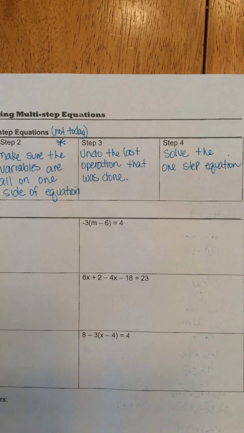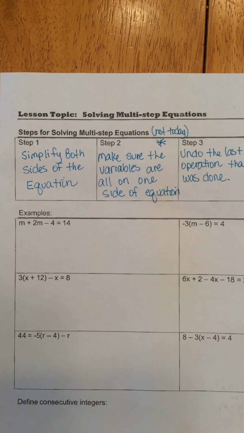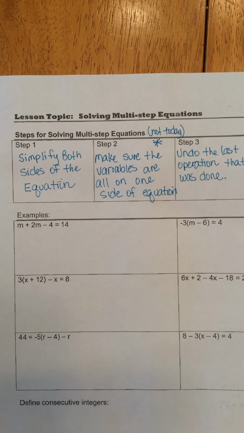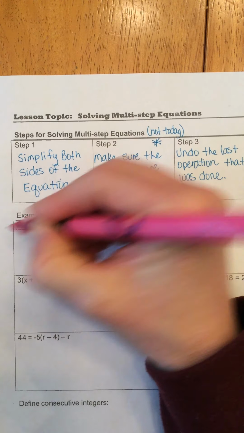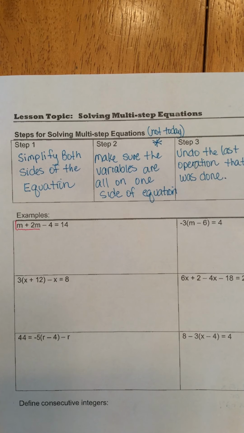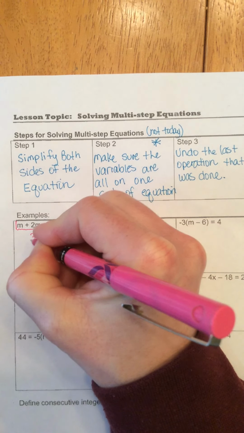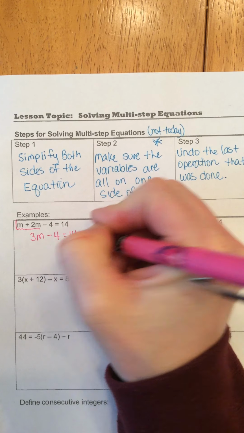So once we get to that spot, it's going to be helpful maybe if you have a highlighter or a different color, or even if you don't, you can circle where the variables are. So let's take a look at our first example here at the top. We have m plus 2m minus 4 equals 14. And we see that we're going to simplify both sides of the equation. So the only thing to simplify are adding these like terms, and if it helps you to put a 1m in front of that, do that. So 1m plus 2m, this becomes 3m minus 4 equals 14.